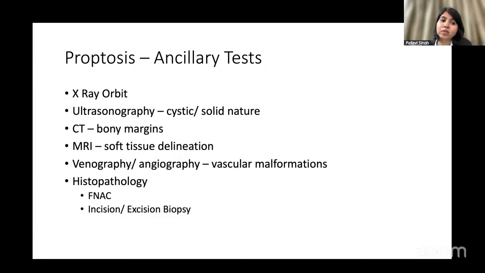Then again, if you're sure that the patient you have is a venolymphatic malformation of some sort, then doing a venography or an angiography of some sort is something examiners are happy to hear. And in terms of histopathology, of course, if you don't want to do anything super invasive, then an FNAC is the way to go, or you have incision and excision biopsies. So these are the tests that you want to be doing to confirm a case of proptosis. And then, of course, once you've reached this point, then you've reached the differential diagnosis.